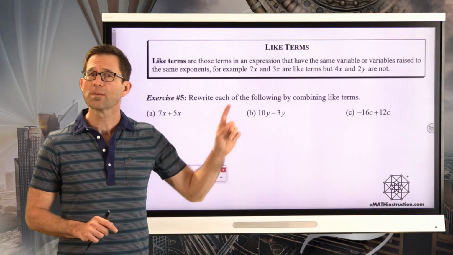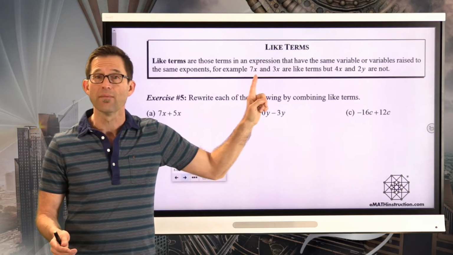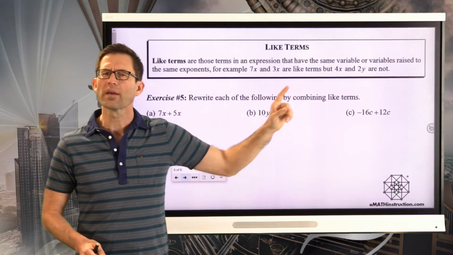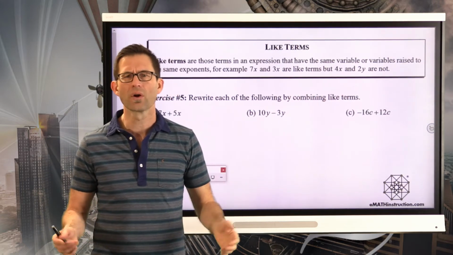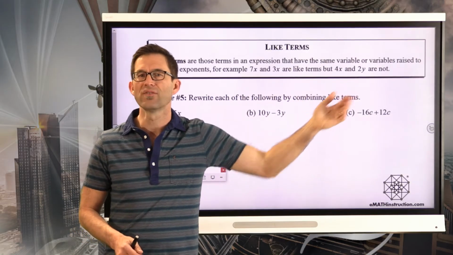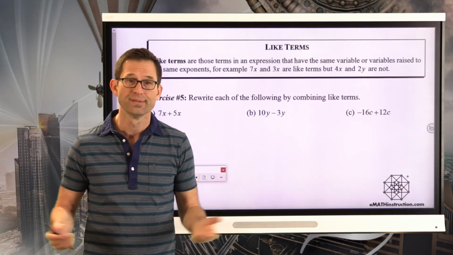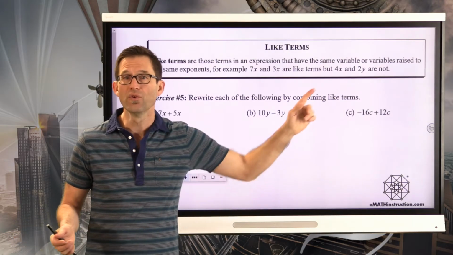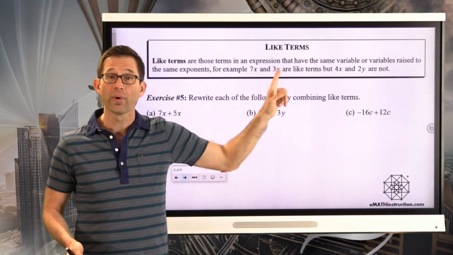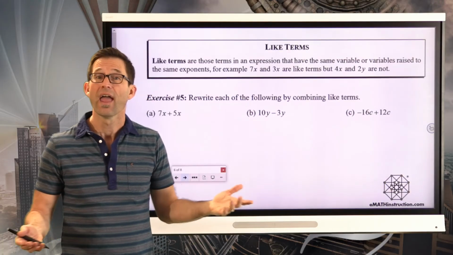And that means something like 7x and 3x, those are like terms because they have the same variable, x, raised to the same power, the first power. But something like 4x and 2y, those aren't like terms. That would be like saying if I've got 4 apples and I add 2 oranges, what do I have? Well, I've got 4 apples and 2 oranges. That's just what I have. I can't really do anything with the 4 and the 2. On the other hand, if I have 7 apples and 3 apples, then I add them together, I have 10 apples, right? And it's really pretty simple.